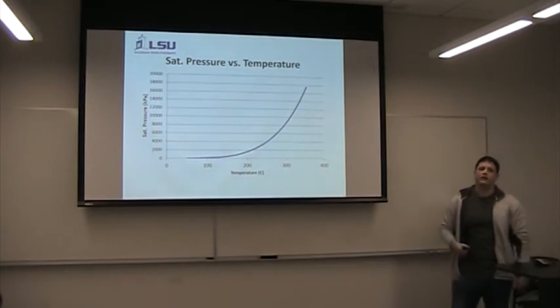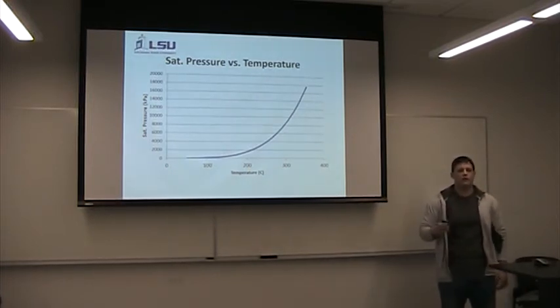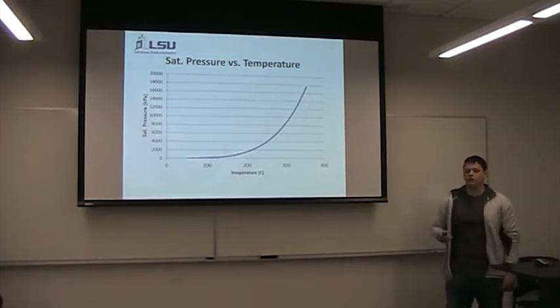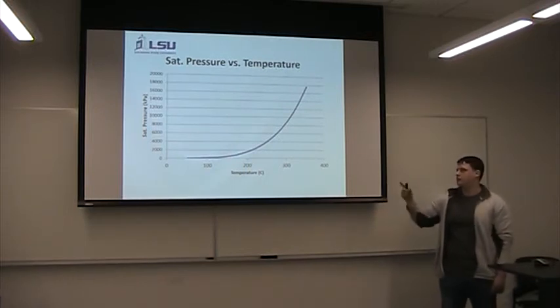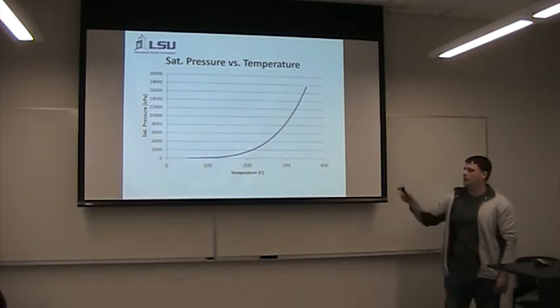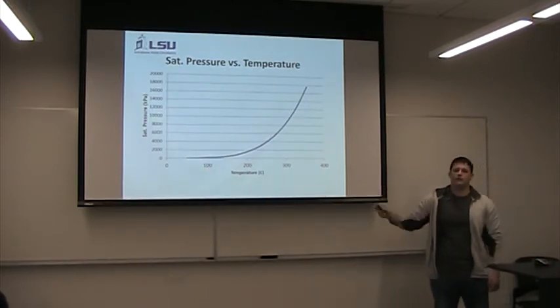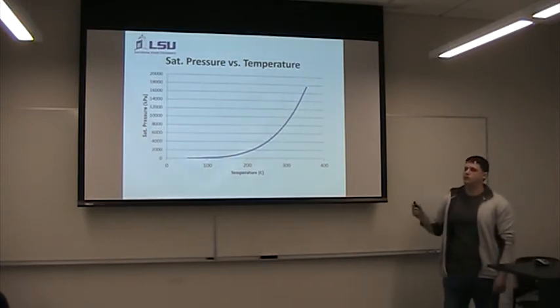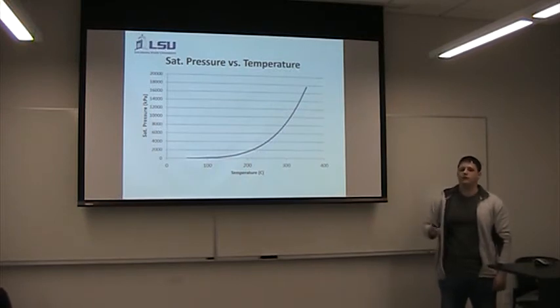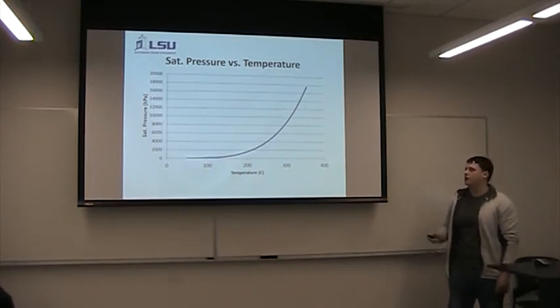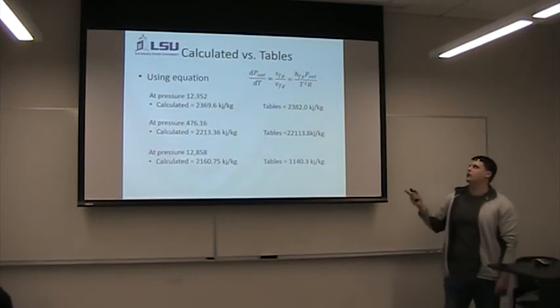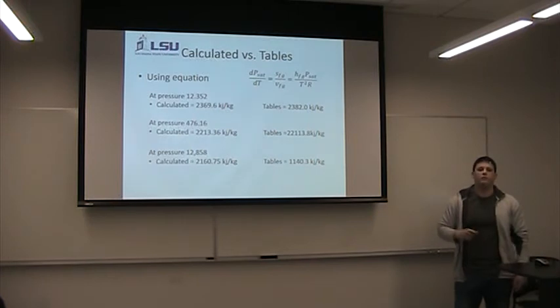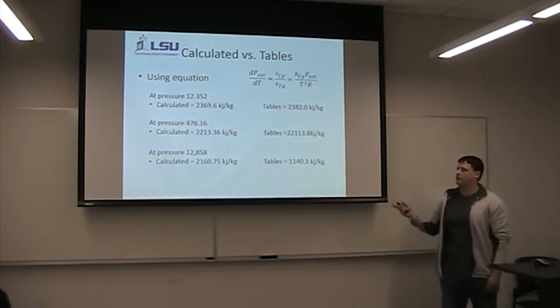So here I have a saturated pressure versus temperature graph that I made by going into an old thermo book and plotting the saturated pressures and temperatures. If you look between 100 and 150, the pressures don't change much, but once you get to 200 and up to, I think the max is 350, 355, the pressure begins to jump by thousands as the temperature gets extremely high.